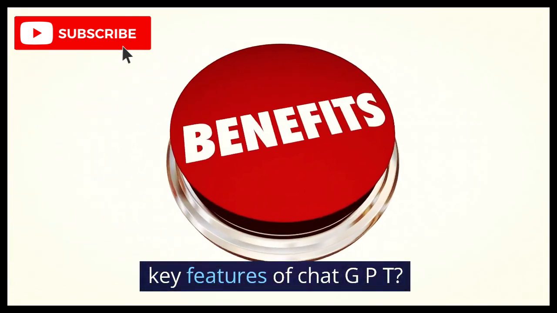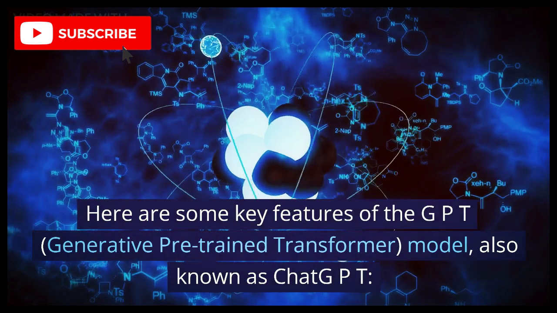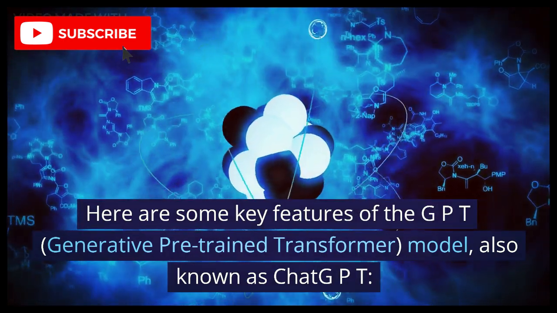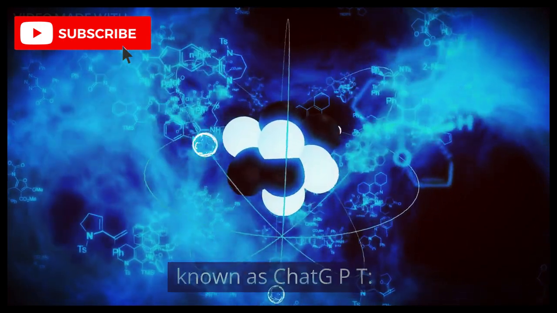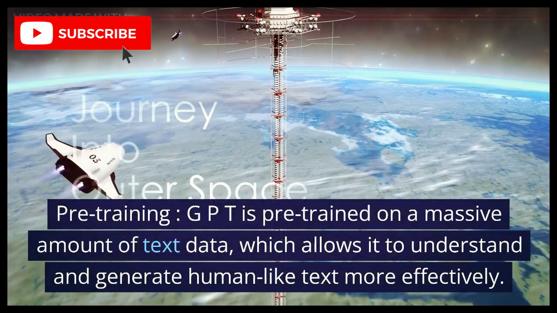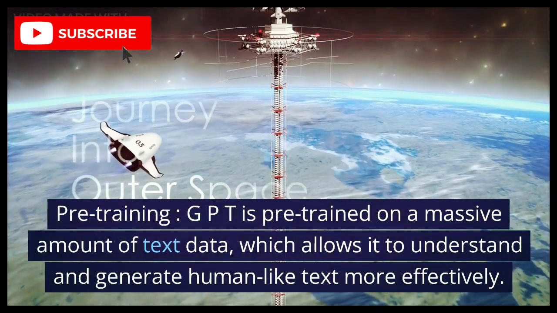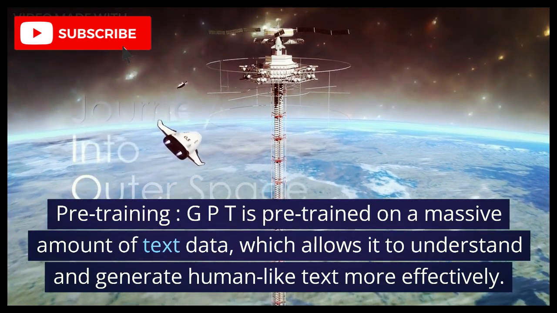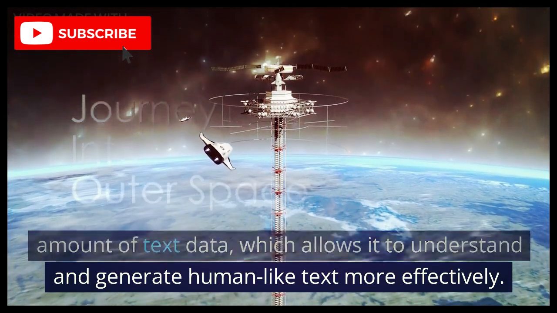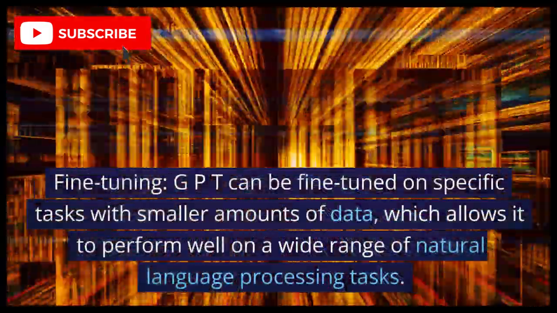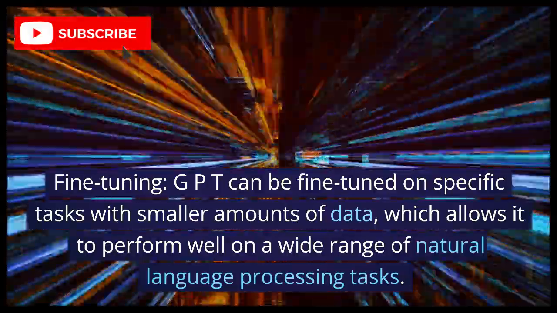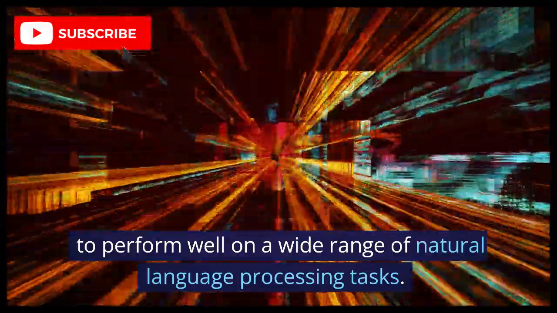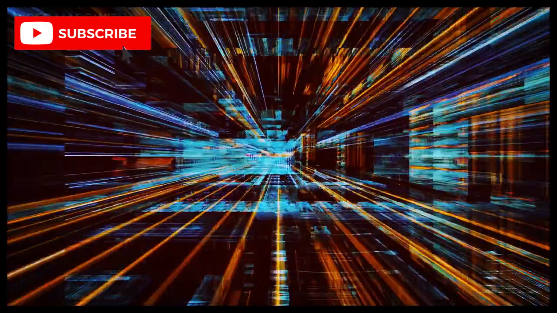Key features of ChatGPT? Here are some key features of the GPT, Generative Pre-trained Transformer, model, also known as ChatGPT. Pre-training. GPT is pre-trained on a massive amount of text data, which allows it to understand and generate human-like text more effectively. Fine-tuning. GPT can be fine-tuned on specific tasks with smaller amounts of data, which allows it to perform well on a wide range of natural language processing tasks.